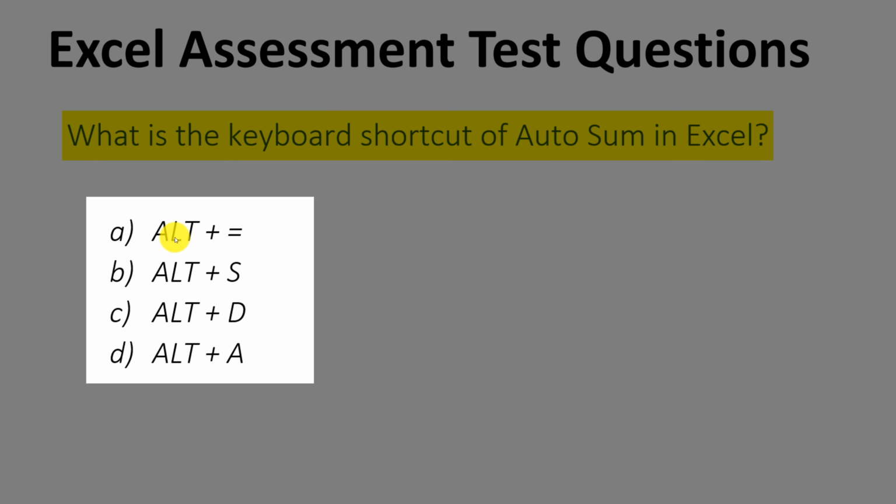So there are 4 different shortcuts. The first one is Alt equal, Alt S, Alt D, and then Alt A. What do you think is the right answer?